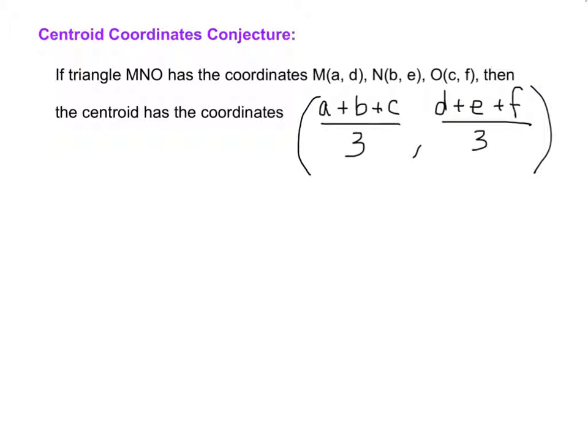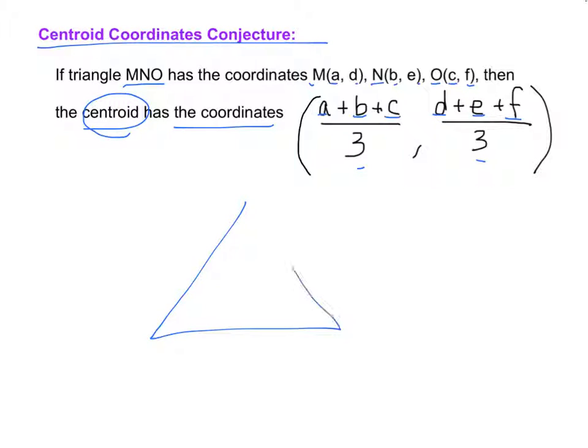So this is a really interesting conjecture to know. It's called the centroid coordinates conjecture. It says that if triangle MNO has the coordinates M is (a, d), N is (b, e), and O is (c, f), then the centroid, which we covered in an earlier chapter, has the coordinates (a plus b plus c over 3, d plus e plus f over 3). So essentially, the point of the centroid is going to be the average of all the vertices of the triangle. So say the centroid is around here, it's going to be the average of these 3 points.